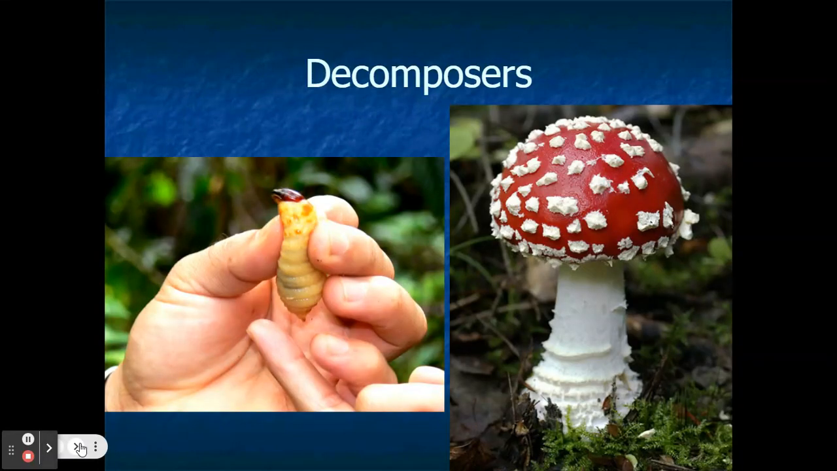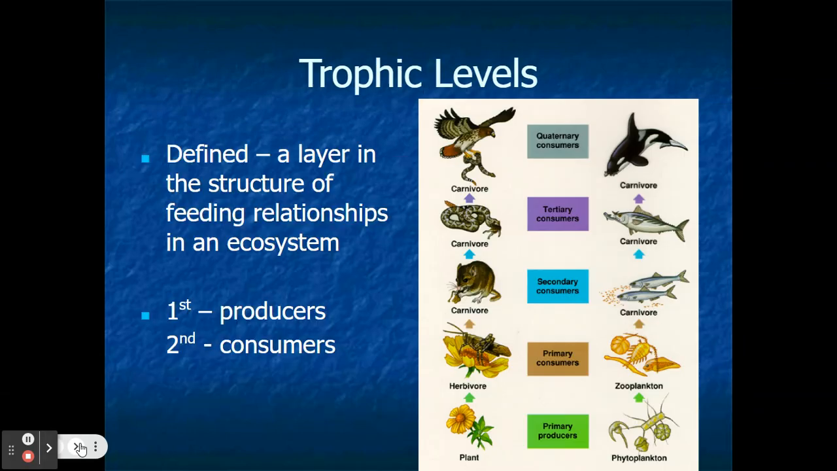Here's some decomposers. We have a grub over here. Most of us do not like seeing them in our gardens because that usually means they're eating our root systems. We also have mushrooms. Mushrooms are very interesting organisms because they can be very harmless, and we use the harmless ones in our food, and then they can be very toxic and deadly, which we try to avoid. So decomposers have very big roles, and they have very different appearances.